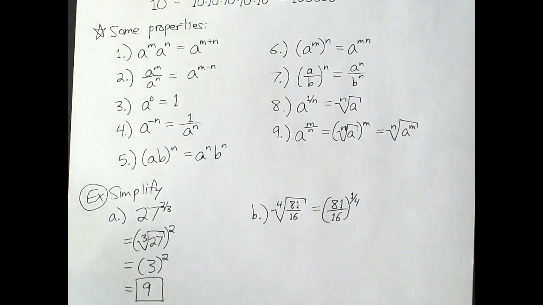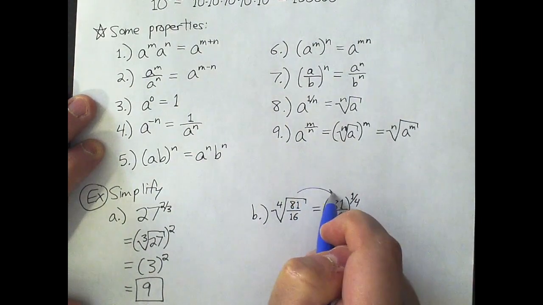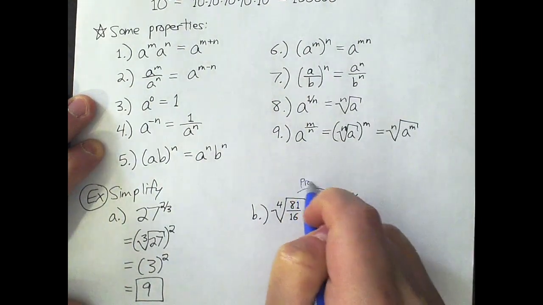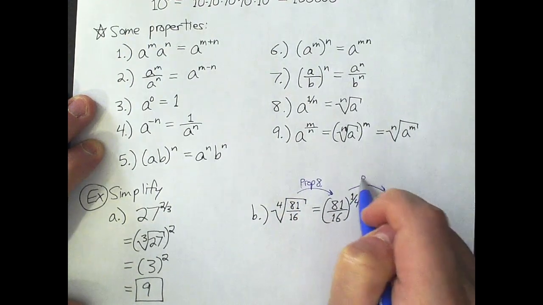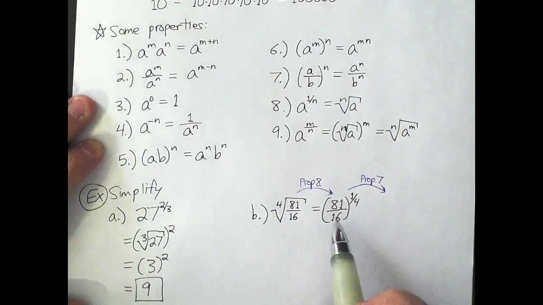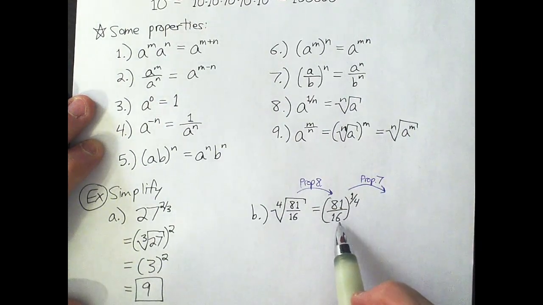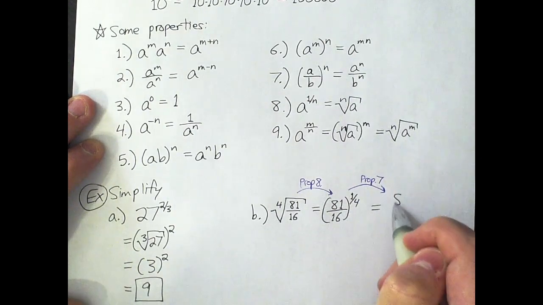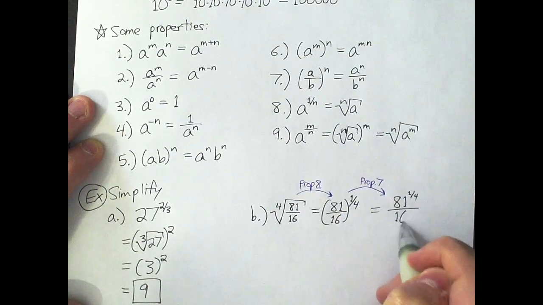And now I'm looking at it and I'm thinking property 7 looks useful. Here, I'll write some of this. We did this by property 8, and now I think I'm going to use property 7. Sometimes you have to use a combination of these. And that says that we could do 81 to the 1/4 and 16 to the 1/4. So let's write that. 81 to the 1/4 over 16 to the 1/4.